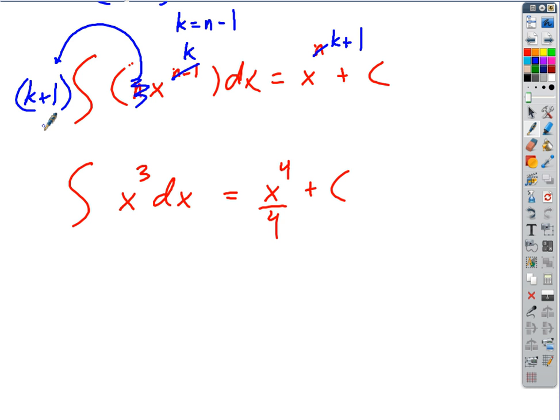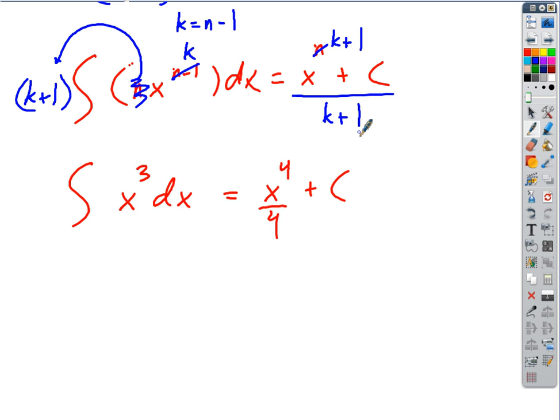I'd rather have that in my answer, because how often am I going to have the perfect number out front like I did before? Usually we're going to start with something like this. So I'm going to divide both sides by k plus 1, and then what do I get? If I do that, this one goes away, and over here I get k plus 1.